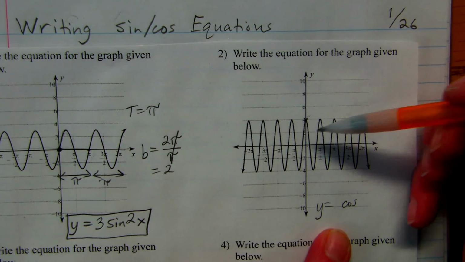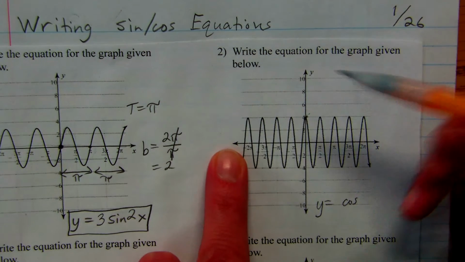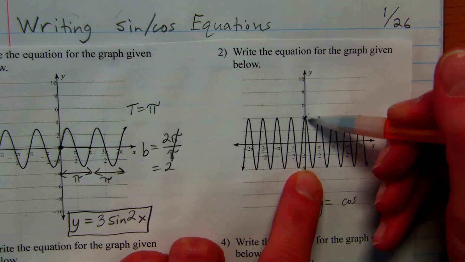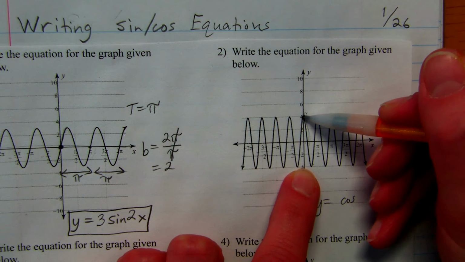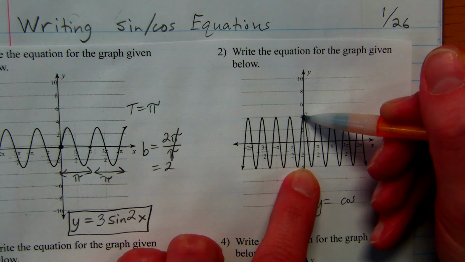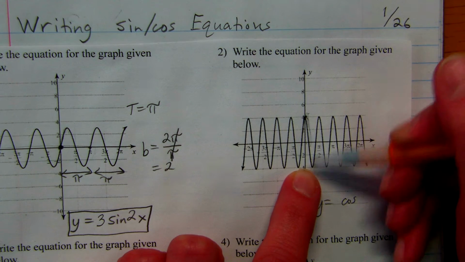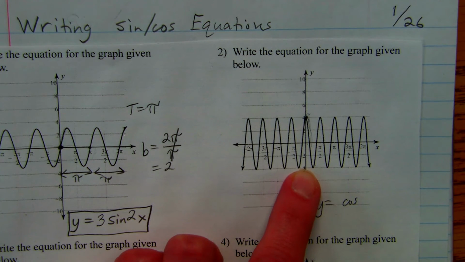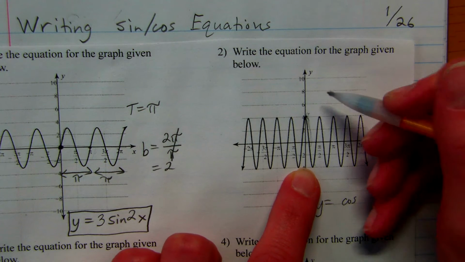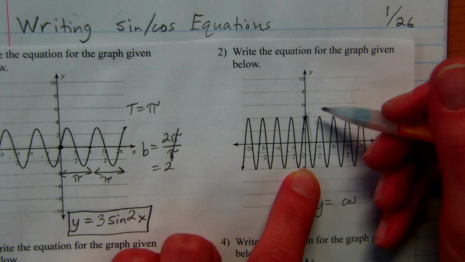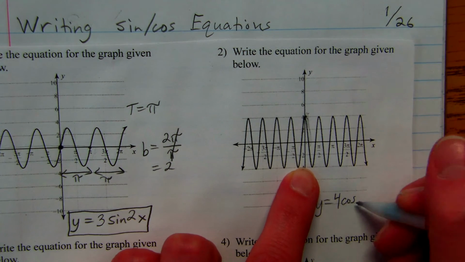And it's symmetrical with it being up above the x-axis right here in the middle. So that tells me there's not a reflection. If it started with the down part, then we'd know it was a reflection. So what is the amplitude for this one? Yes. 4. Dang it. So I'm going to put a 4 in front of the cosine.